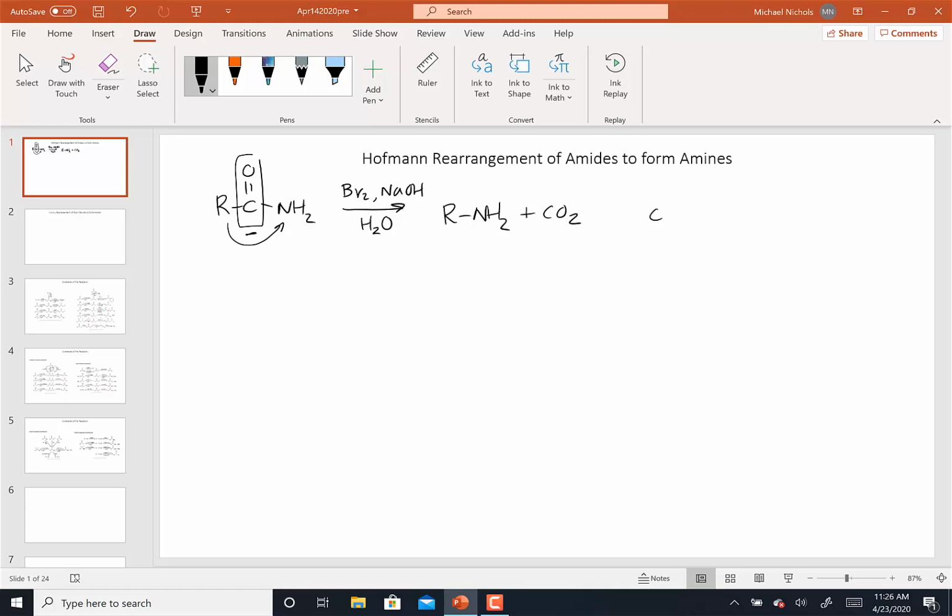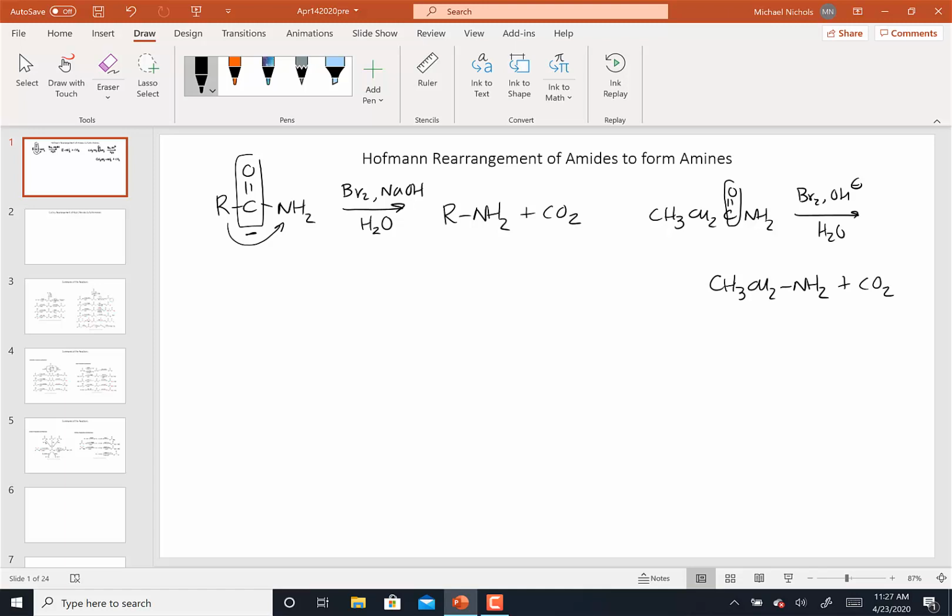So a specific example of this would be, let's say we have this amide, and we treat that then with the bromine, hydroxide, and water, and we would end up then basically forming ethylamine as the final product, plus then carbon dioxide. So we've lost then this carbonyl group in that reaction.